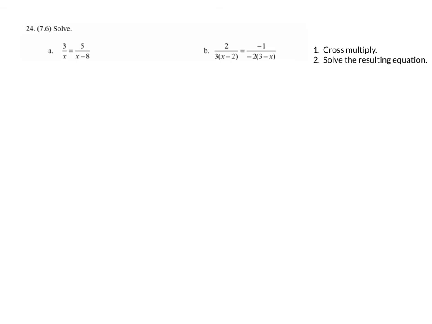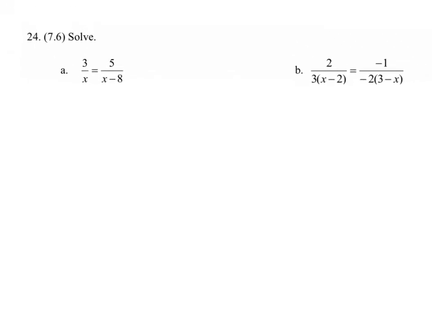Last problem. Problem number 24, we want to talk about solving rational equations. We're going to look at the specific example where we have fraction equals fraction. We want to start by cross multiplying and then solve the resulting equation. So for example A, we have 3 over x equals 5 over x minus 8. If we cross multiply, we get x times 5 is 5x equals 3 times x minus 8.